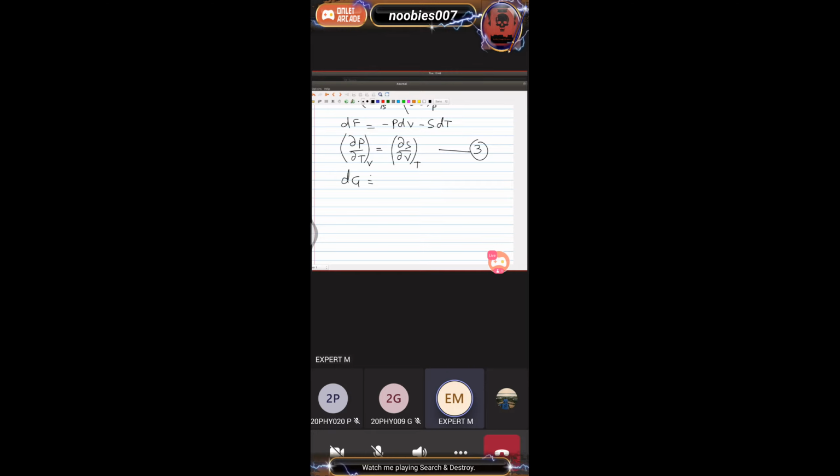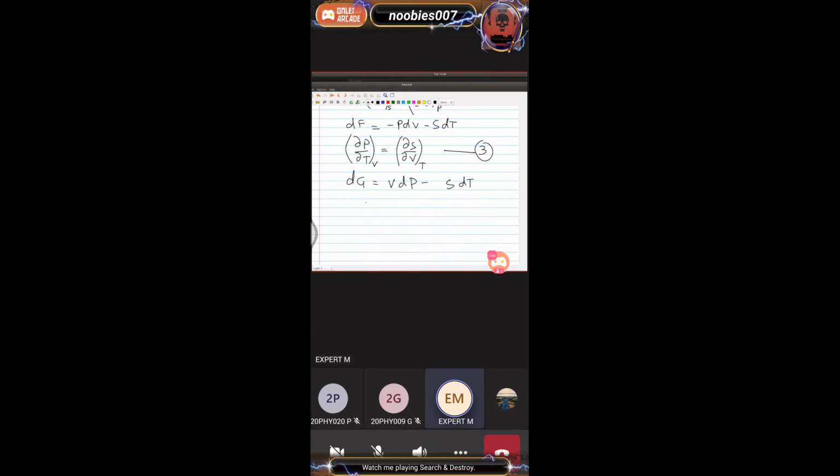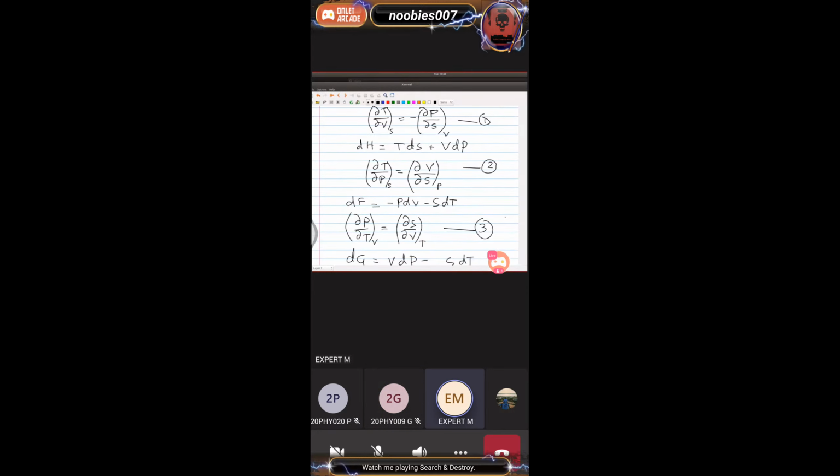What will be the constant this side? dG is VdP minus SdT. Okay, someone else? ∂V/∂T at constant P equals minus ∂S/∂P at constant T. Okay, so the four equations now we have with us, right?